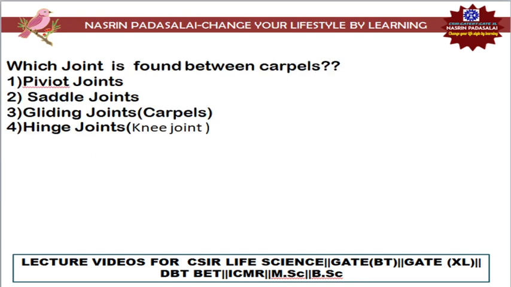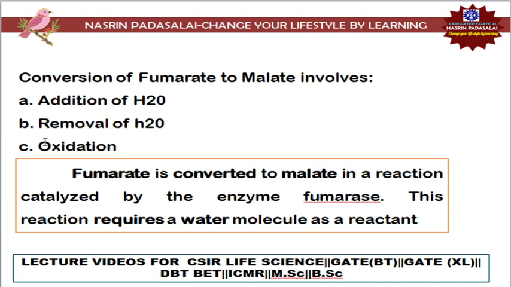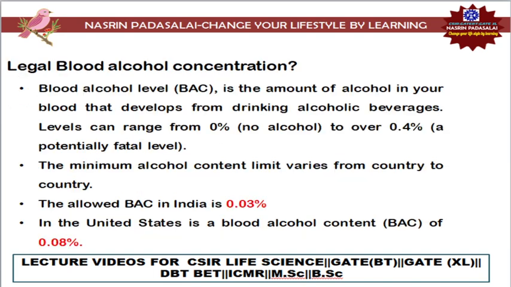Okay. The next, which joint is found between carpals? The correct answer is gliding joint, which is present in carpals, and the hinge joints are present in the knee joint. So the correct option is gliding joint. Next, conversion of fumarate to malate involves... Fumarate is converted into malate in a reaction catalyzed by the enzyme called fumarase, and this reaction requires a water molecule as a reactant. So the conversion of fumarate to malate involves the addition of H2O.